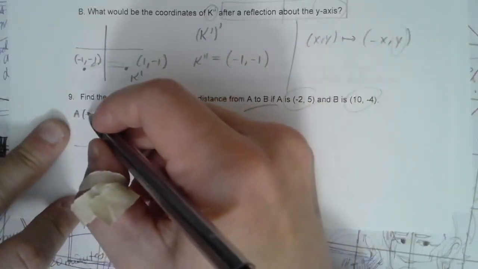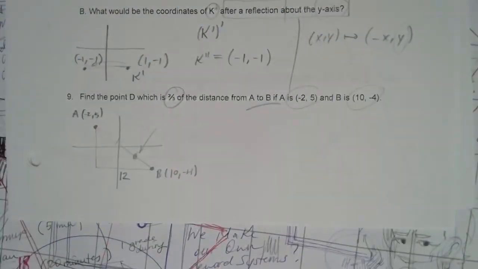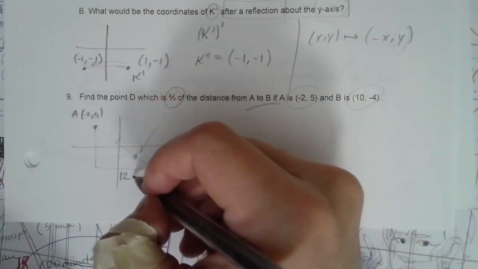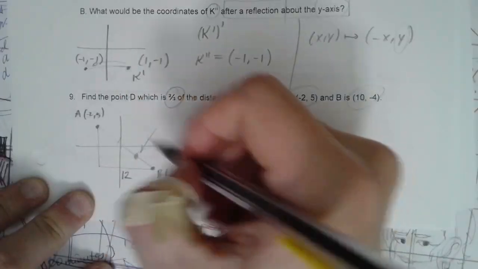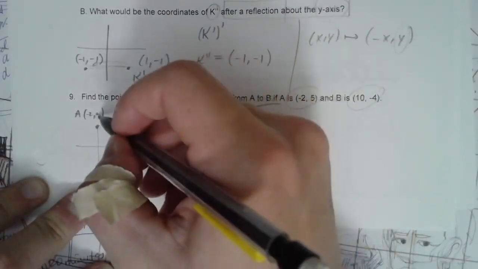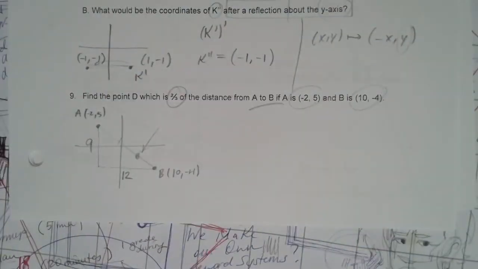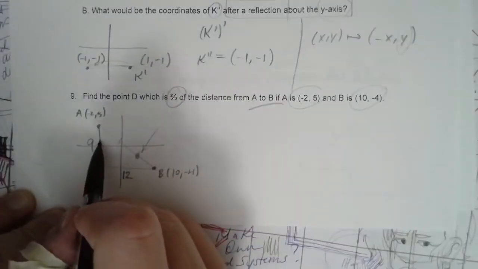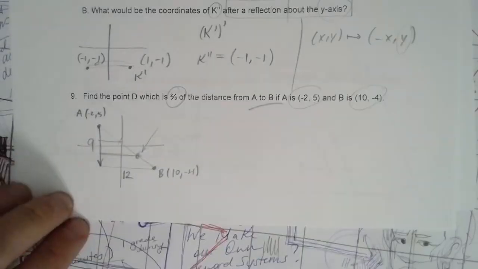So how far do I have to go from negative 2 to 10? That's 12, right? 10 minus a negative 2 is 12. And then here, in the y direction, I'm going from minus 4 to 5. So that is 9 total. So I'm going 9 down, all right? But I need to be cutting it into thirds, right? So I'm going to take these. There's my thirds.